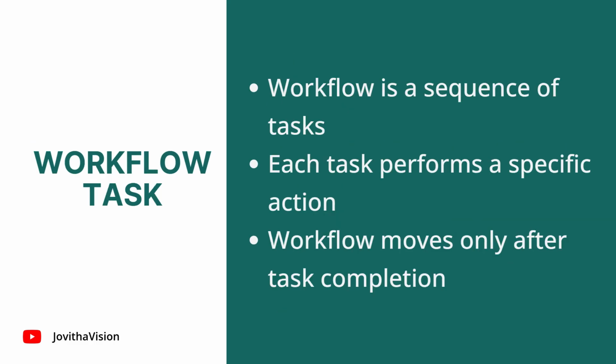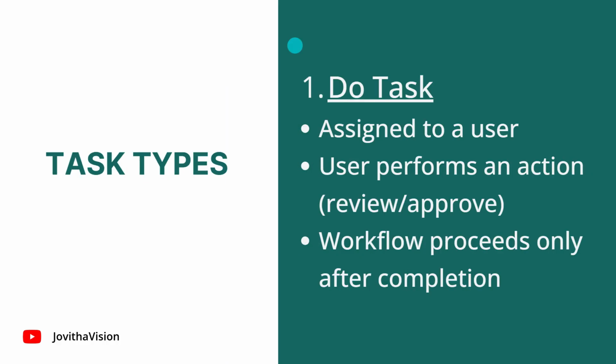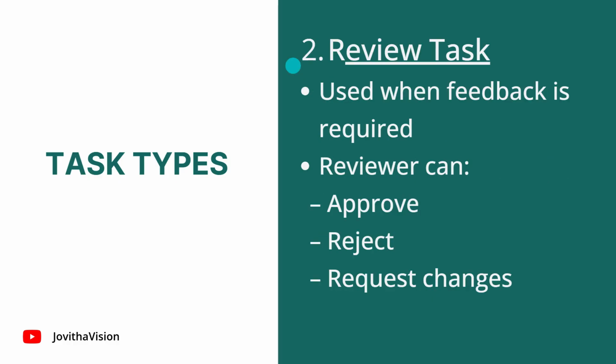Now, let's understand workflow tasks, which are the building blocks of a workflow. Each workflow consists of multiple tasks that are executed in sequence. The most common task type is do task. Do task is assigned to a user to perform an action such as review or approval. The workflow moves forward only after the task is completed. Next is review task. Review task is used when feedback or comments are required. The reviewer can approve, reject, or request changes.